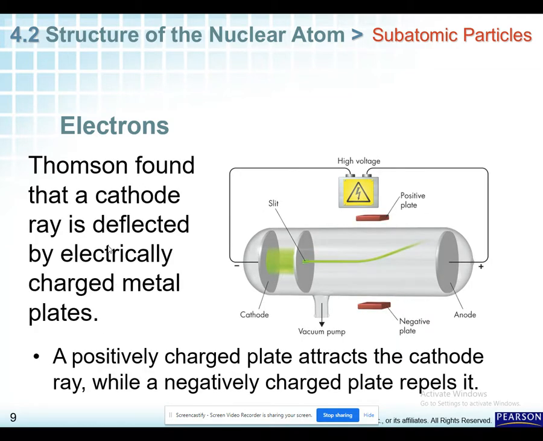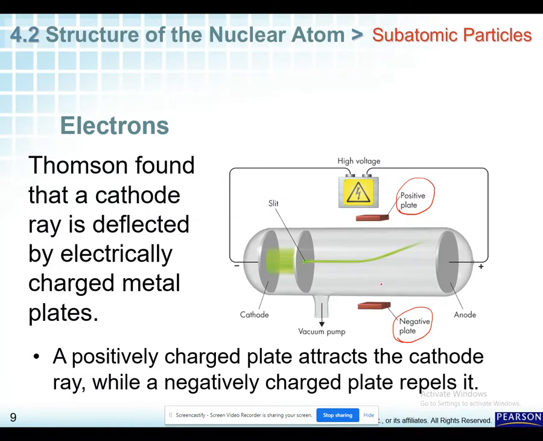Then, instead of having a straight line, he wanted to see what happened if he put a plate on either side. So here he put a positive plate on the top. Here he put a negative plate on the bottom, and he wanted to see how that affected his cathode ray. And we're going to see that when he put a positive plate on top and a negative plate on bottom, it deflected the ray, or it caused the ray to bend.